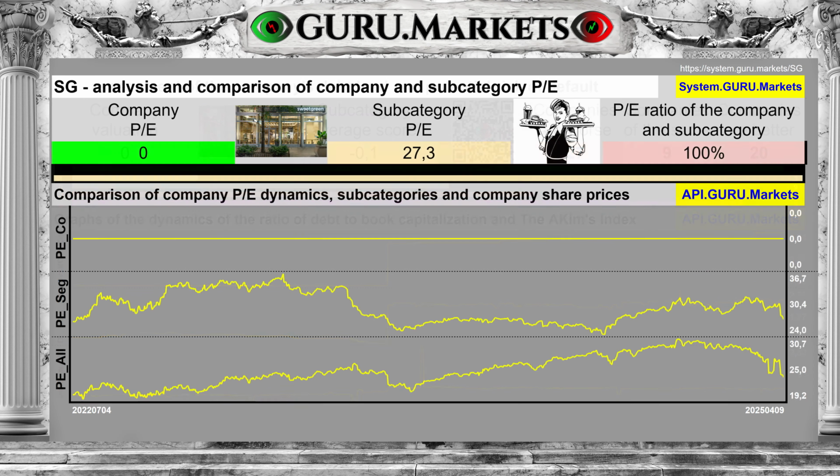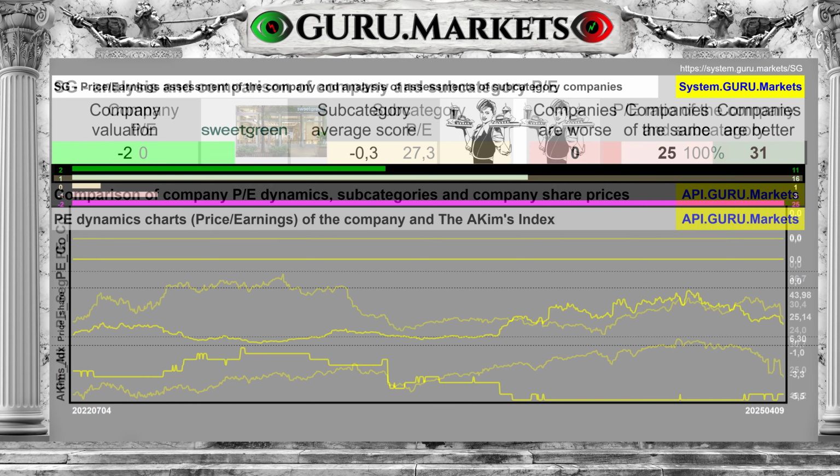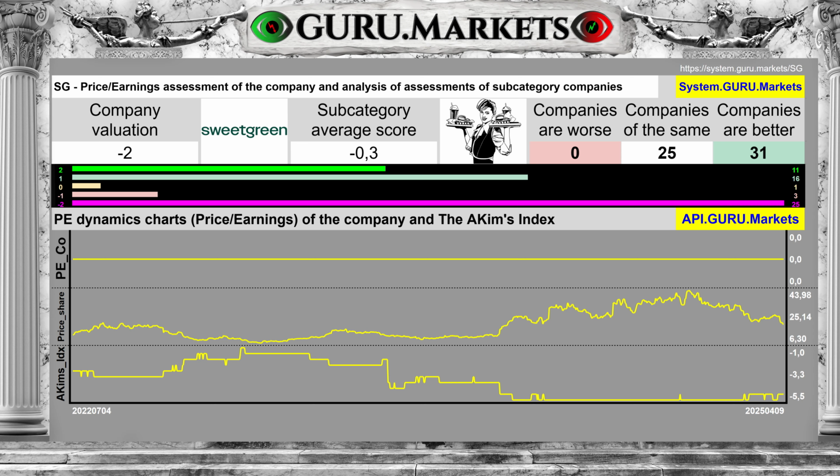The company's stock price to earnings ratio is 0. The average for the subcategory is 27.3, which is worse than for the subcategory. Assessment of the company's stock price to profit indicators in comparison with companies in the subcategory, very bad, -2 points.